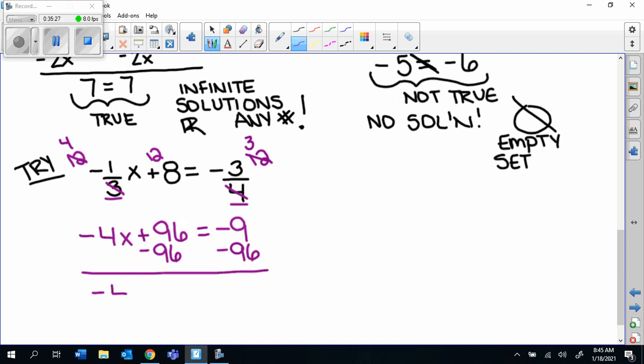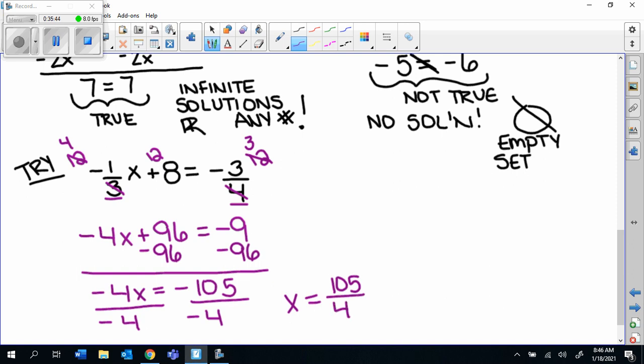So negative 4x equals negative 105. Divide by negative 4. Divide by negative 4. And x equals a positive 105 over 4, and there are no common factors there.